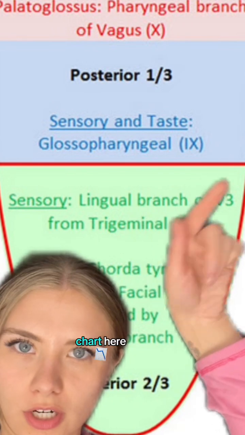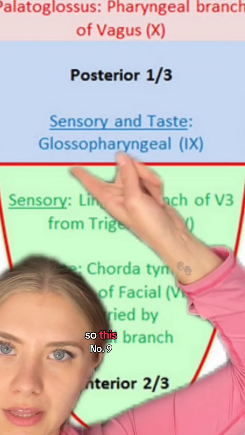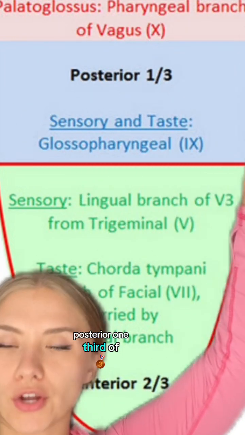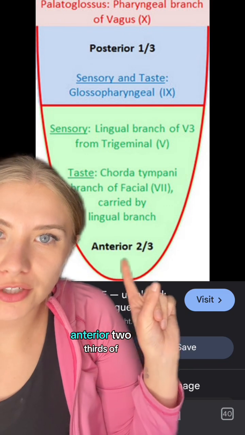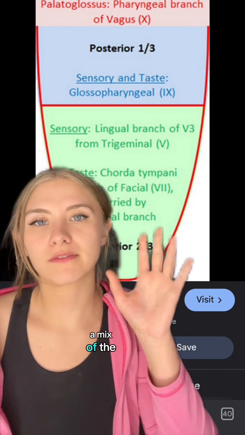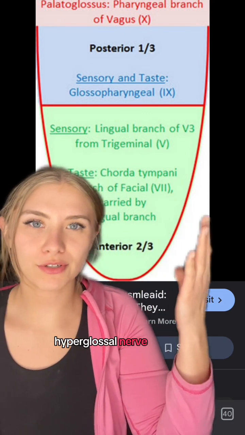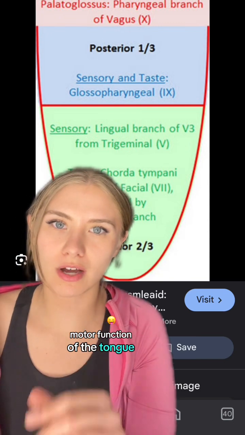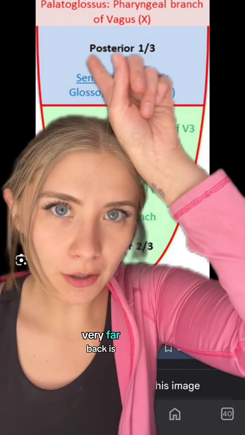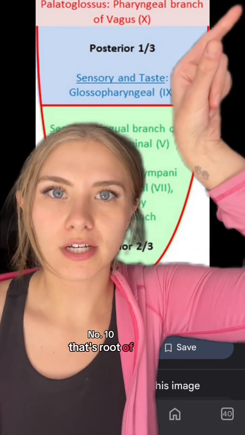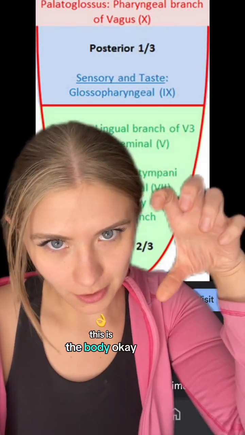We have this fun little chart here. So this number 9 here is going to be glossopharyngeal. It's going to be the posterior 1/3 of the tongue. We also have the anterior 2/3 of the tongue, which is going to be a mix of the trigeminal nerve and also the hypoglossal nerve, which helps with the motor function of the tongue. And in the very, very far back is going to be the vagus nerve, number 10. That's the root of the tongue. This is the root, this is the body.